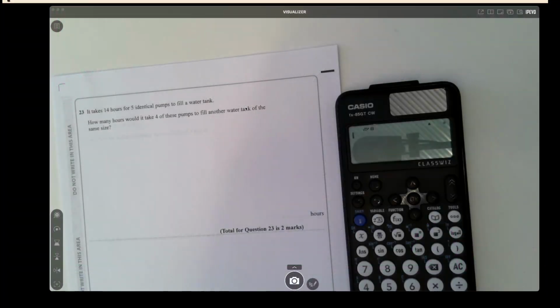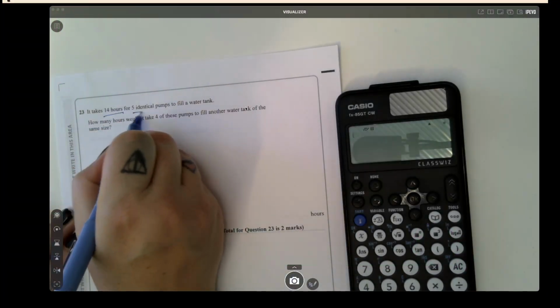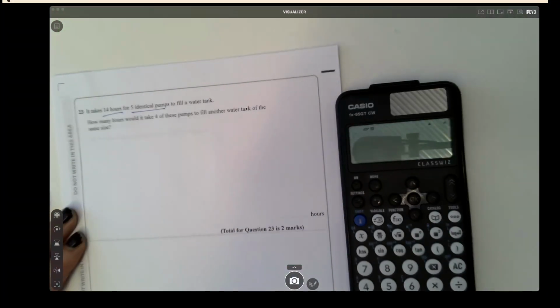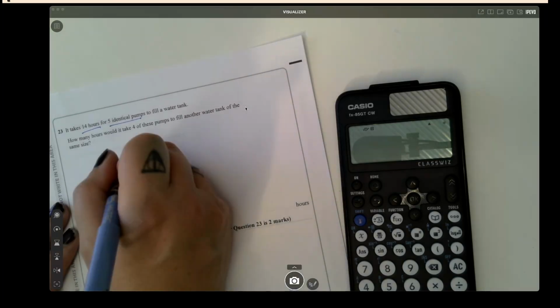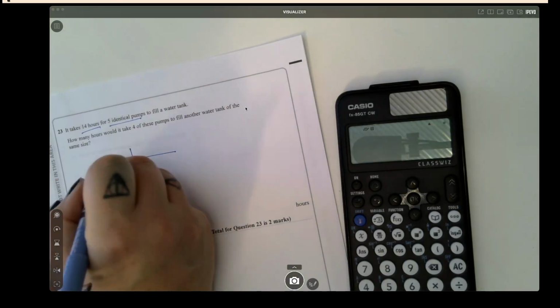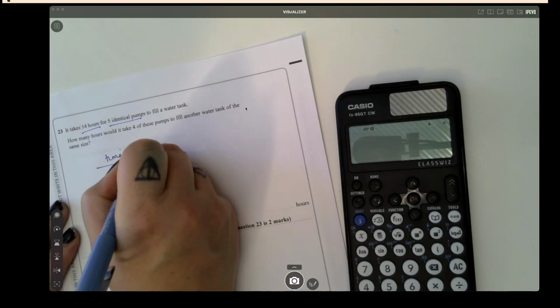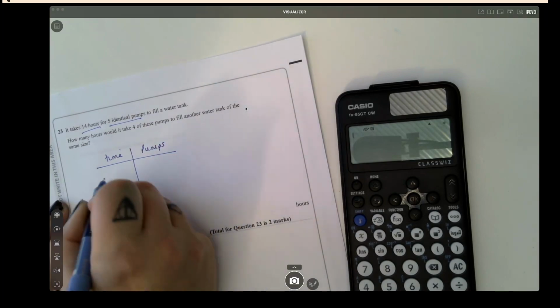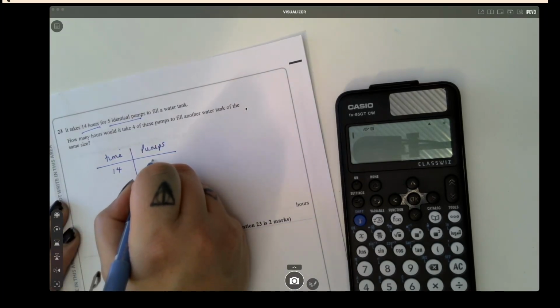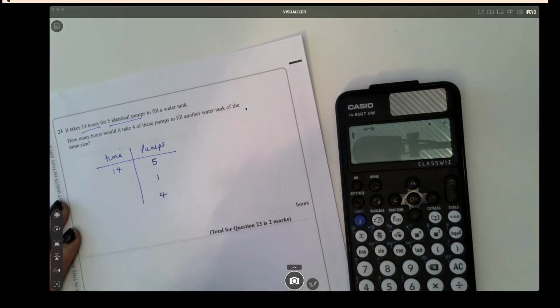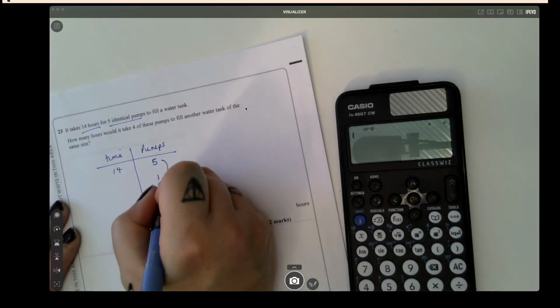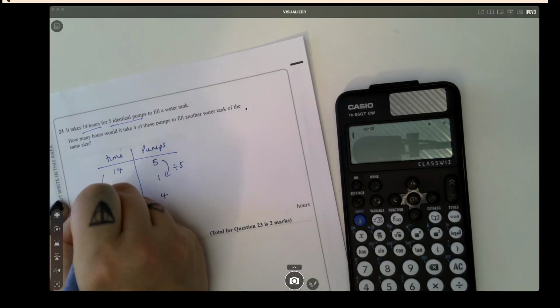Question 23. It takes 14 hours for 5 identical pumps to fill a water tank. How many hours would it take 4 of these pumps to fill another water tank of the same size? Okay, so time and then pumps. So 14 hours for 5 pumps. We're aiming for 4 pumps, so let's figure out how long it would take 1 pump. So we're going to divide by 5.